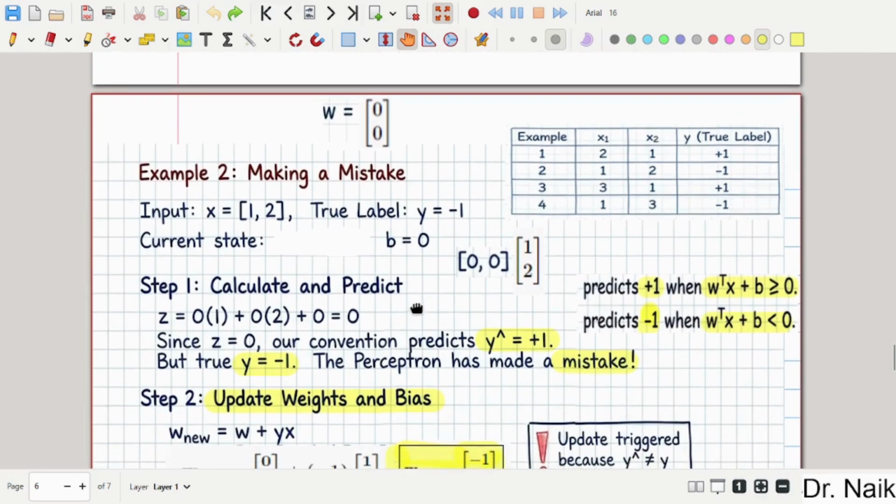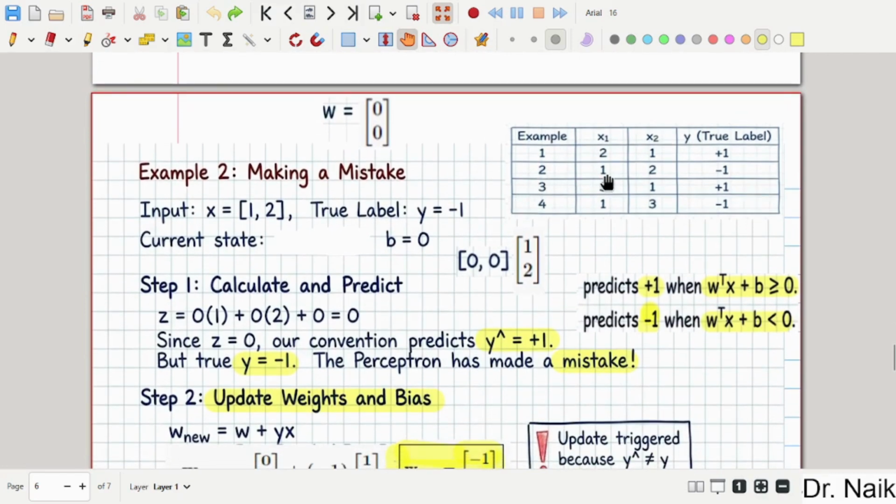Now see the second example, which has features 1, 2 and its true class is -1. The current state of w is a column vector with 0 and 0 and bias as 0. So we will calculate the score with the formula z is equal to w transpose x plus b. So w transpose is 0 0 and x is the column vector 1 2. So 0 multiplied by 1 plus 0 multiplied by 2 plus 0, that is b. So our z is 0.